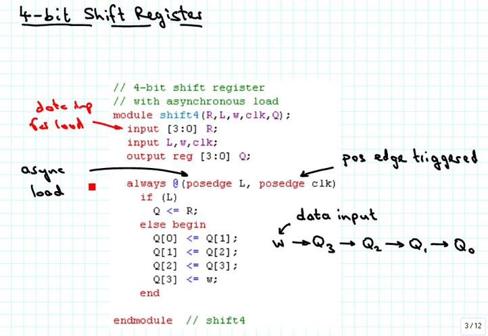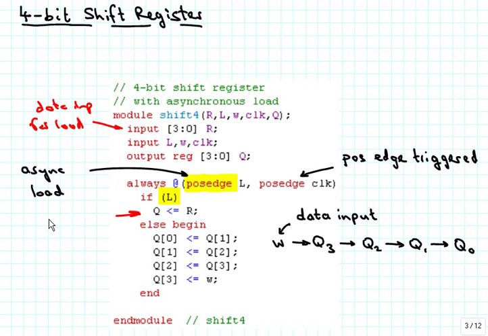We have an asynchronous load here because we have two edge statements here, both positive edge in this case, one based on L and the other one based on clock. So whenever L is going high, we will enter the always block, or when the clock is going high, we also enter the always block. And then inside the block, we check first whether it is L or not. If it is L, then we set Q equal to R.